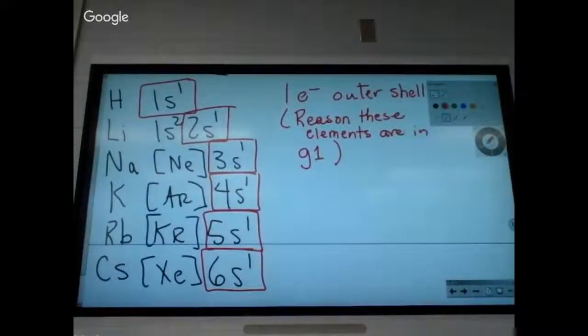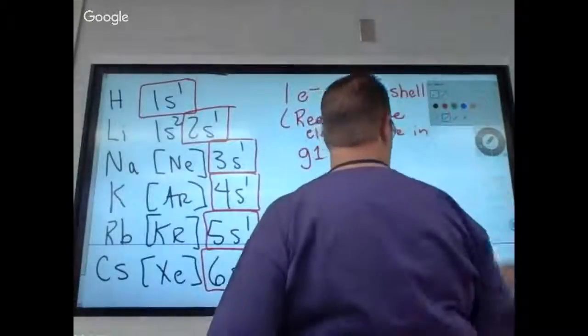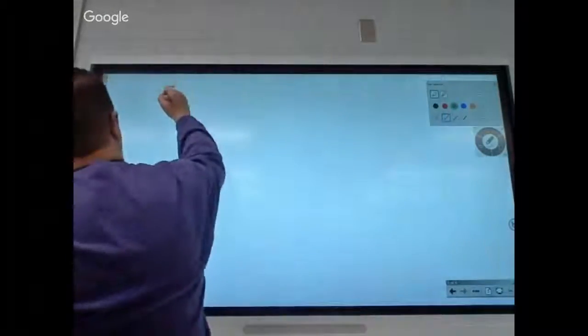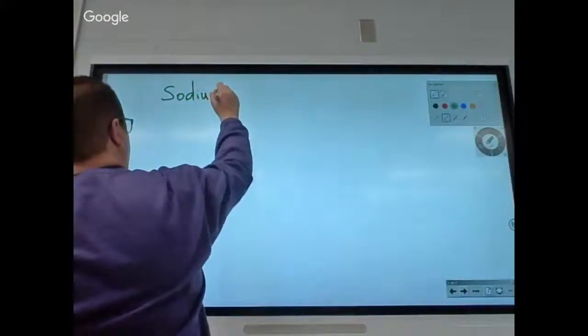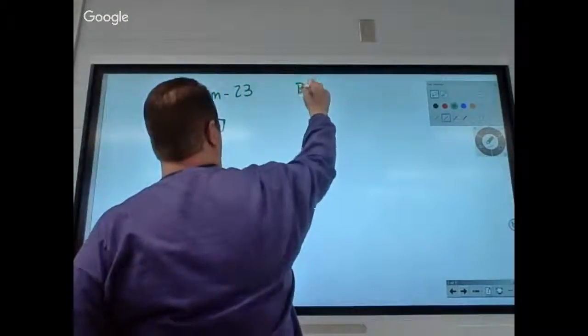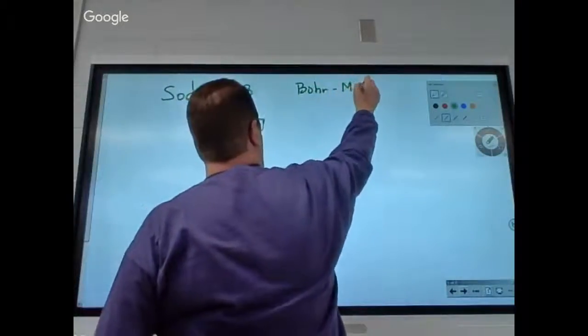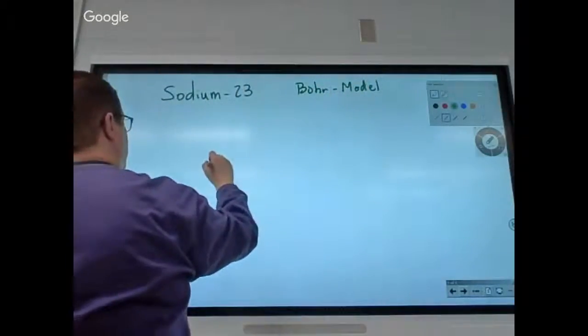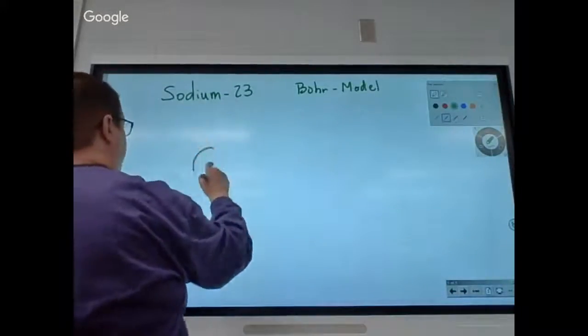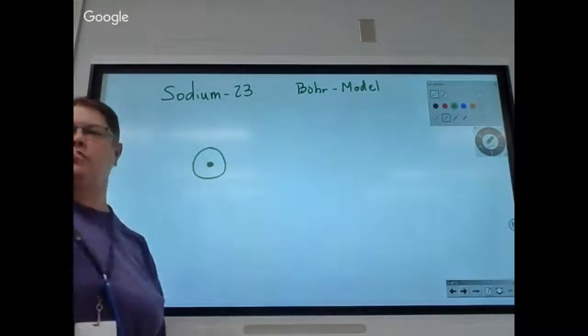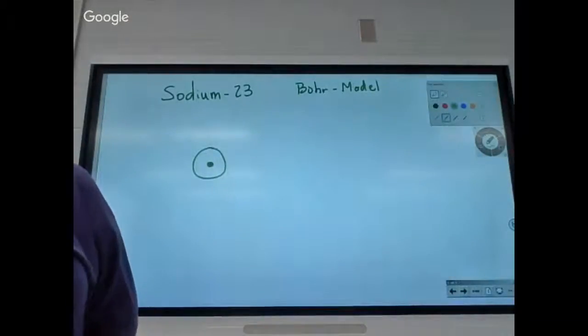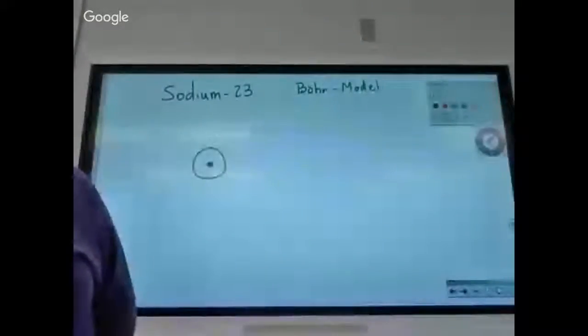All right. To illustrate where the oxidation number comes from, I'm going to use sodium. And I'm going to draw a Bohr model. I'm just going to draw a dot for the nucleus because the nucleus is irrelevant. Now, how many electrons can I draw in the first ring? How do I know it's 2, Nakia? We've learned this. That's why I'm asking. There's 2 in every one.